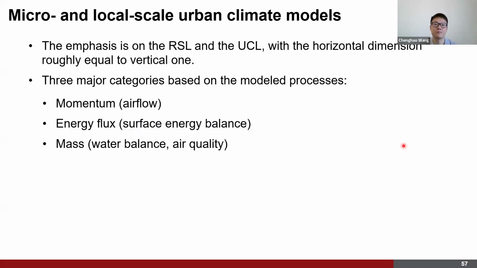Of course, we should use different models for processes at different spatial scales, right? For micro scale and local scale urban climate models, the focus is basically on the roughness sublayer or the urban canopy layer. Based on the modeled physical processes, there are three major categories of micro scale or local scale urban climate models. So these momentum related models are used to simulate the airflow or turbulence. Energy fluxes models are used to resolve the surface energy balance, while the mass balance models are used to study water balance or air quality or any other kind of mass related studies.